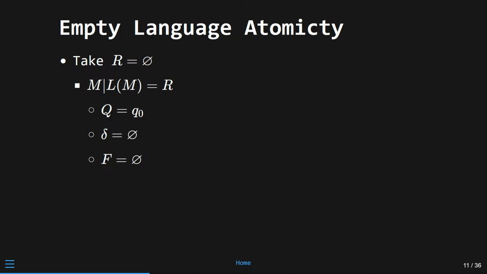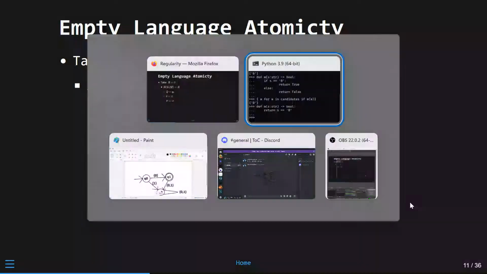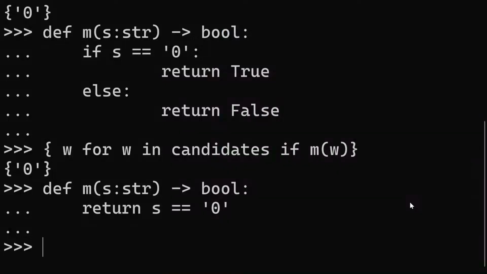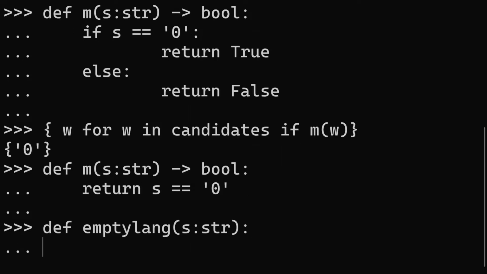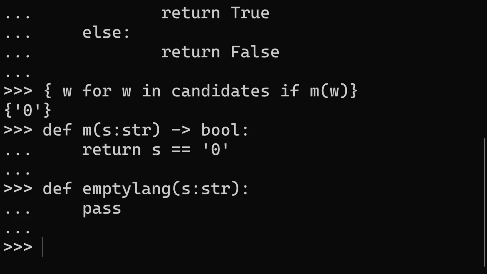I can give an example. I'm going to call this empty lang. And I'm not even going to return a Boolean. No return statement at all. Pass.